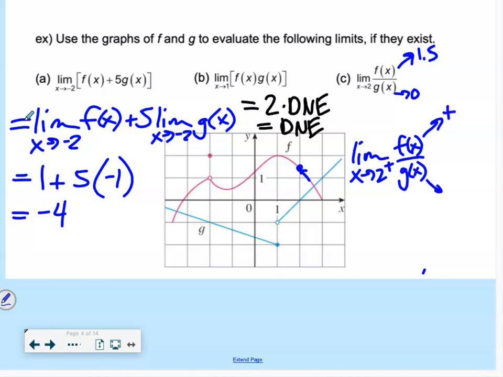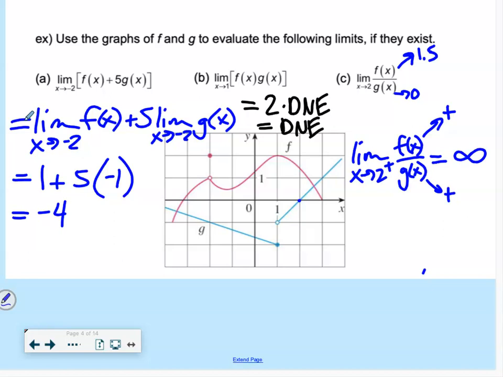On g, as we approach 2 from the right, are we positive or negative? Okay, you sound really certain. Let's make sure we know why. Here's 2. If we are any value to the right of 2, are we above or below the x-axis? Above, so we're positive, right? Good, see, you knew it. So now we have a positive over positive. This limit is approaching what? Positive infinity. Very good. Does that make sense?